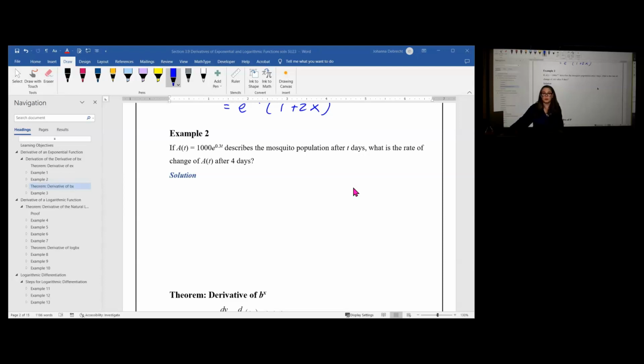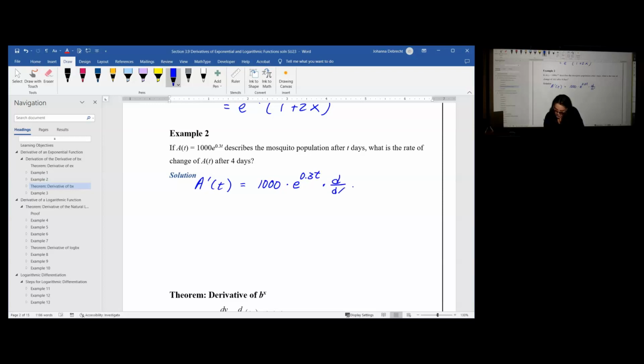In order to do this, we'll first take the derivative. When we take the derivative of A, in this case, the 1,000 is constant, so we can just tack it on the beginning. Then the derivative of e to the u is e to the u times the derivative of u with respect to, well, in this case, t. This is going to give me the derivative of 0.3t, which is 0.3. Then I multiply that by the 1,000 to get 300.